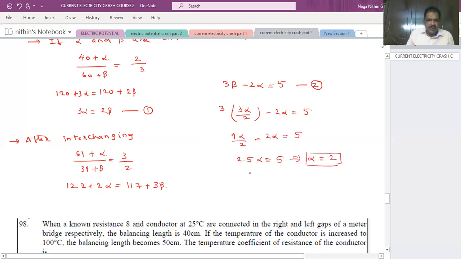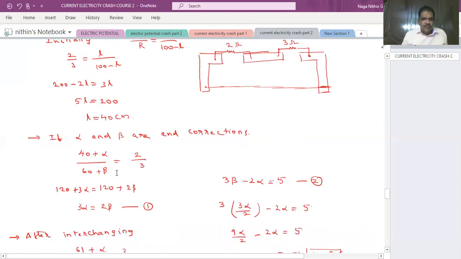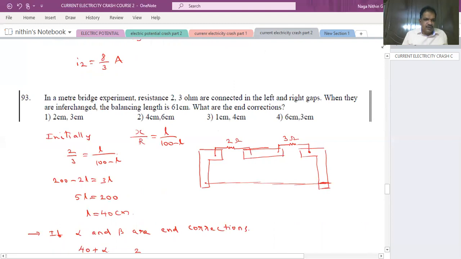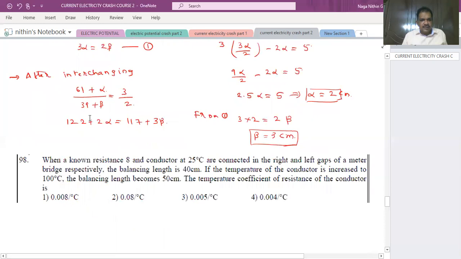Alpha we got, na? Beta we will get in this centimeters. Okay, and then from 1, 3 into 2 is equal to 2 beta. Beta is equal to 3 centimeters. Okay. So 2 centimeter, 3 centimeter will be the answer for it. Next.